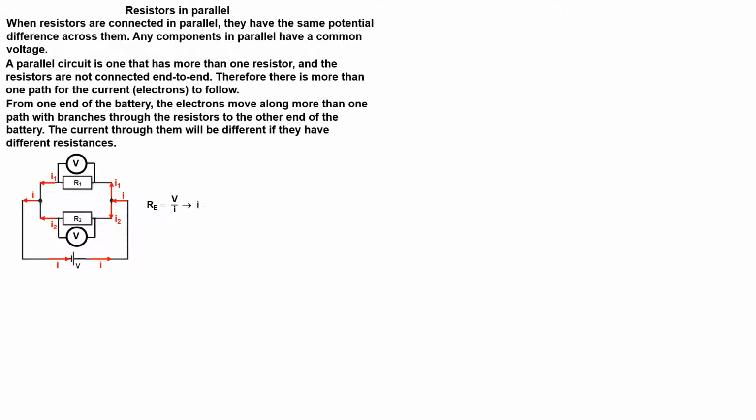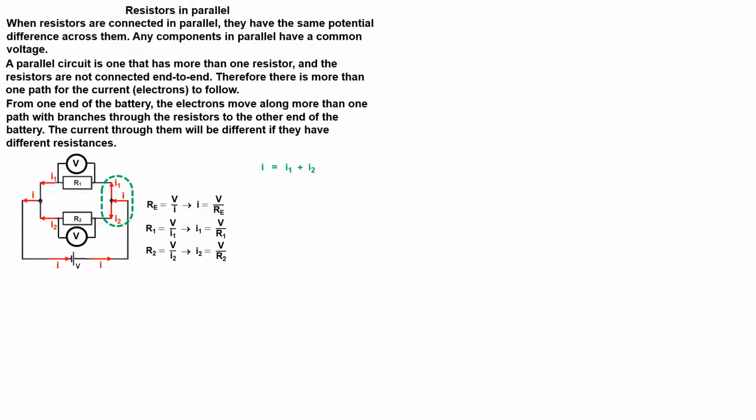Change the subject. To find out the current through the resistor 1, we also must use Ohm's law. And we must do the same to find the current through the resistor 2. When resistors are connected in parallel, the supply current is equal to the sum of the currents through each resistor.